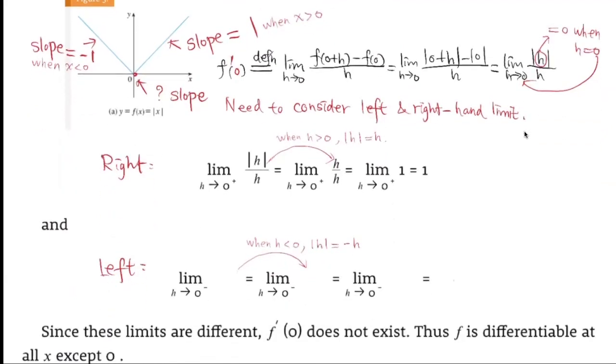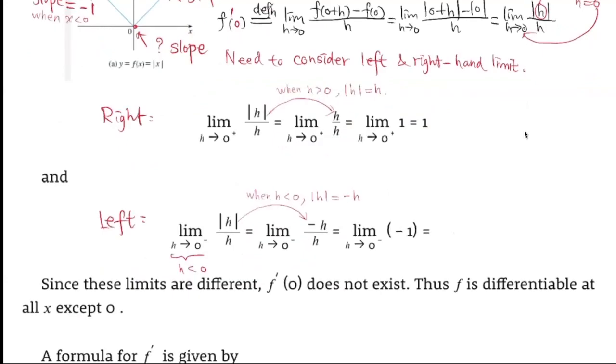What about the left hand limit? For the left hand limit, h is approaching 0 from the left, so h is less than 0. When h is less than 0, absolute value of h is equal to the opposite of h. So we're going to replace absolute value of h by negative h. Simplifying, we get negative 1. The limit of negative 1 is negative 1. So we found that the left hand limit is negative 1.